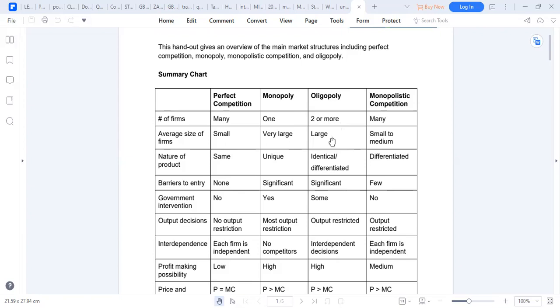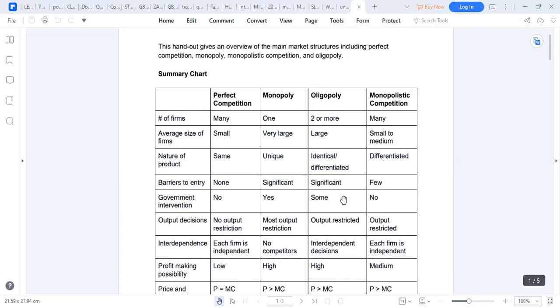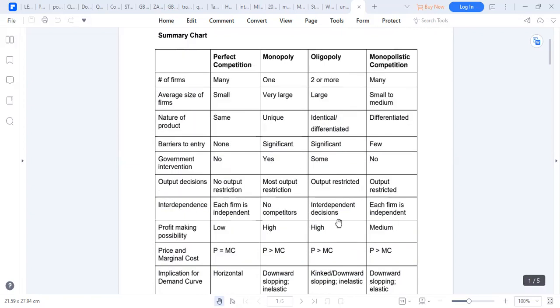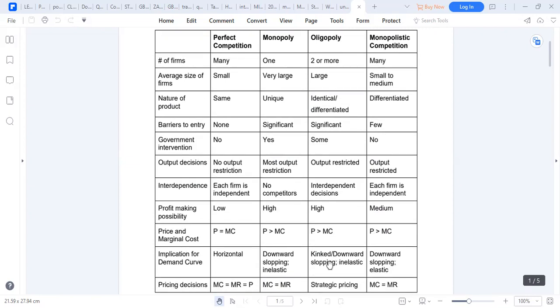In oligopoly, we have two or more firms. They are large in size and they produce both heterogeneous and homogeneous goods. So government intervention exists to some extent, and the output is restricted. Decisions in this market structure are interdependent and profit-making possibilities are high. The price is greater than the marginal cost, and the demand curve is kinked. Price decisions in this market structure are strategic.